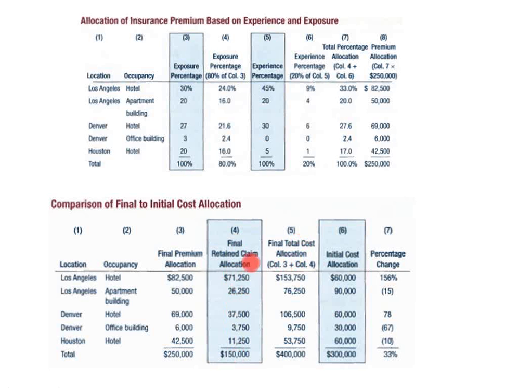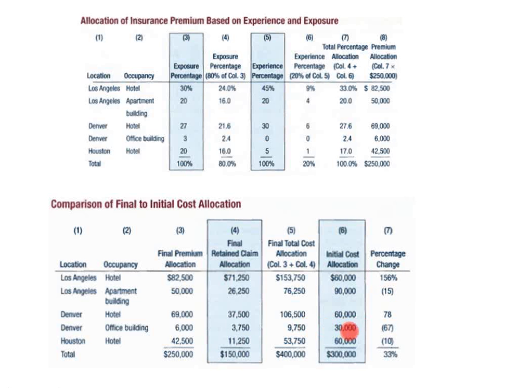And if we do the final total, which is 3 plus 4, and what our initial claim is, you can see our final total cost allocation is 153,000 for the hotel, and 76,000 for the apartment building and 106 for the hotel. You go through the office buildings, only 9,000. But you can see the difference is that the initial cost allocation was, we're going to say, 60,000 based upon just the exposure. And you can see that's 156% higher when you include their actual experience, and what a difference it makes for the office building, because their exposure really is fairly limited.